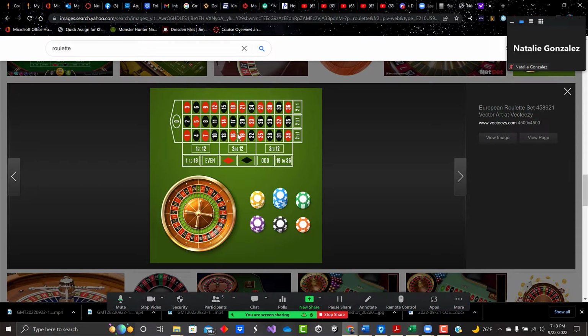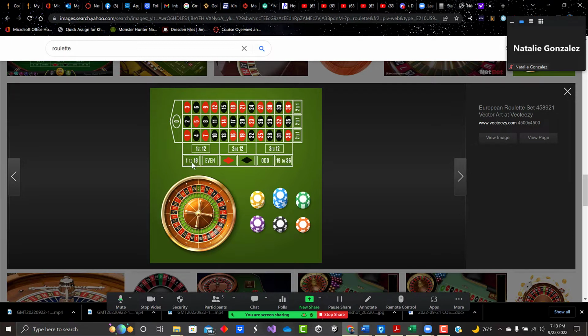You can bet on a row of numbers. You can bet on the first 12 numbers, second 12 numbers. As long as it lands on anything between 13 and 24, you win if you bet on the second 12. If you bet on this top row, you win if it hits 3, 6, 9, any multiple of 3.